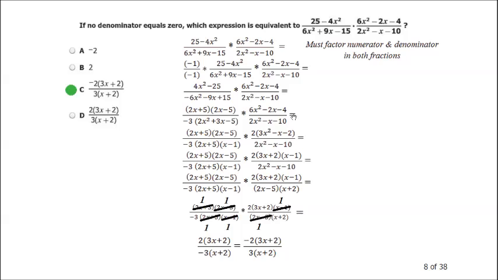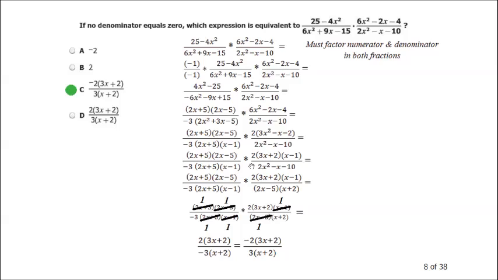Now, let's look at our second fraction. Now, I start with 6x squared minus 2x minus 4. Well, I see I can pull a 2 out of each one of these terms, and if I pull a 2 out, I'm left with 3x squared minus x minus 2. Now, this also factors, and it factors to be 2 times 3x plus 2 times x minus 1. You need to have a good command of factoring in order to answer this question.